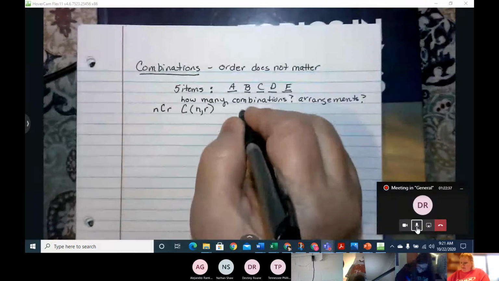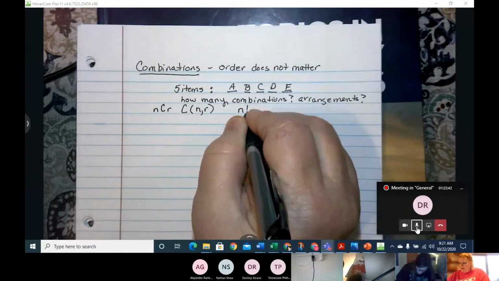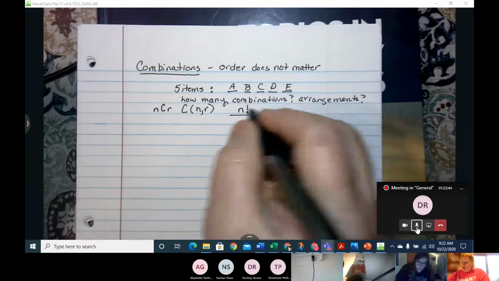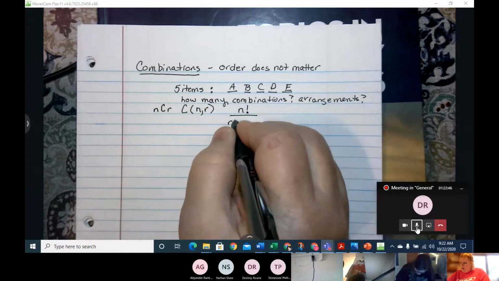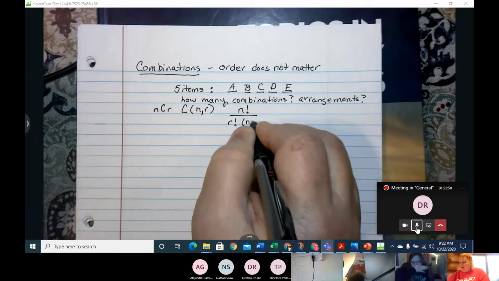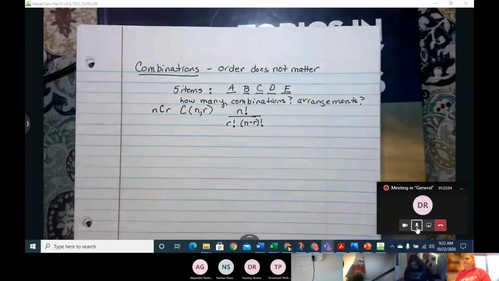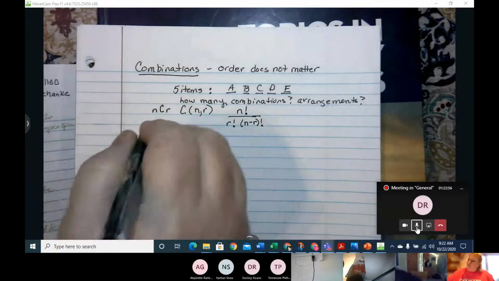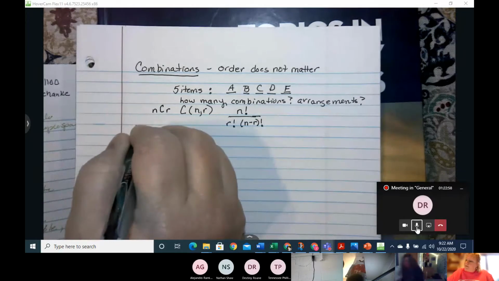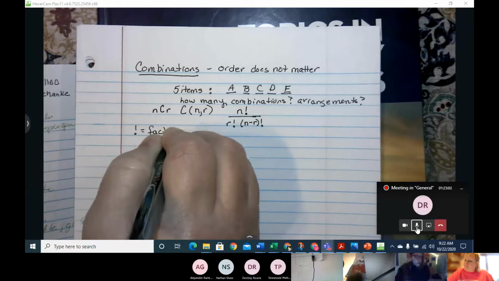And it has a formula. We do n factorial over r factorial times n minus r factorial. And for those of you that do not know, that exclamation mark means factorial.